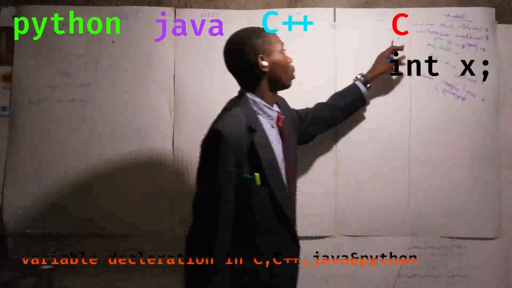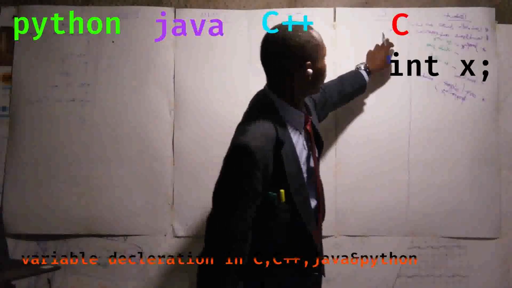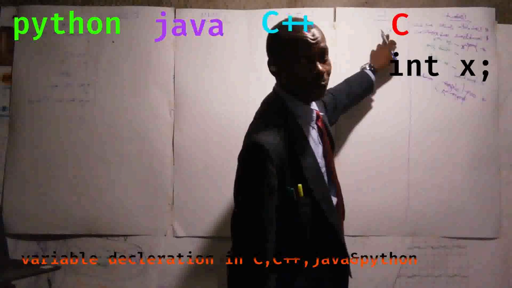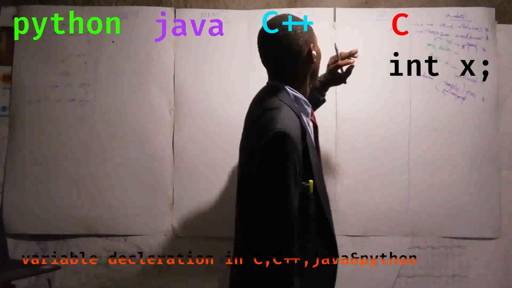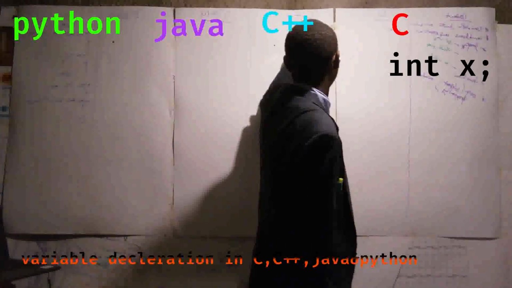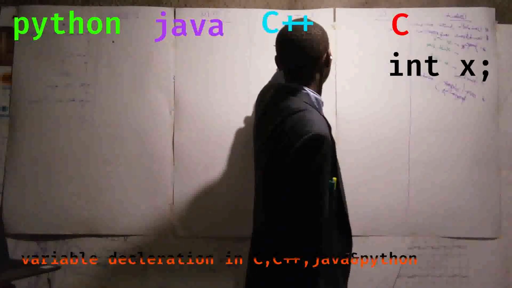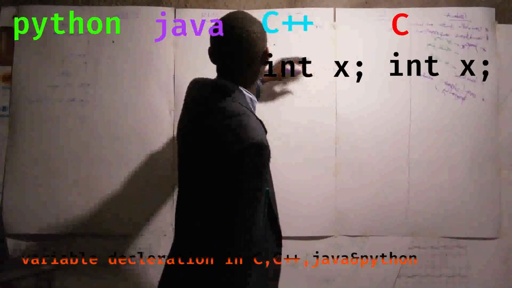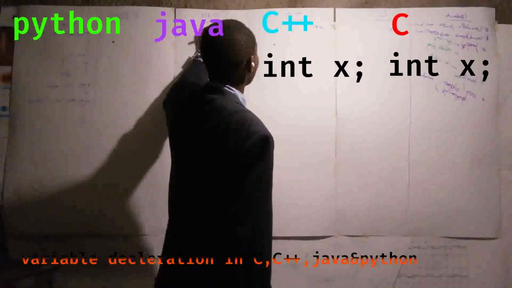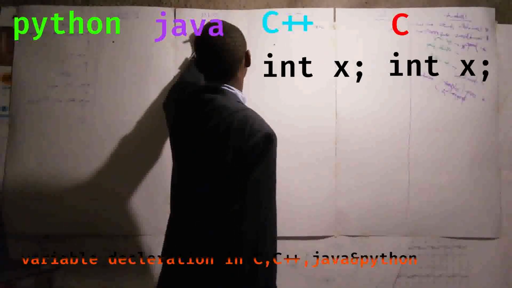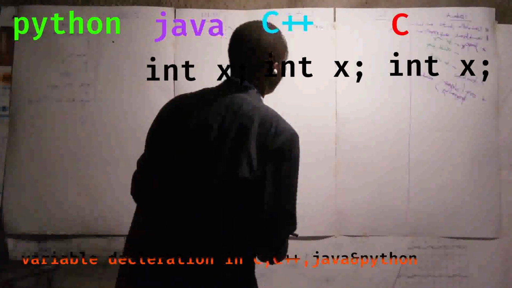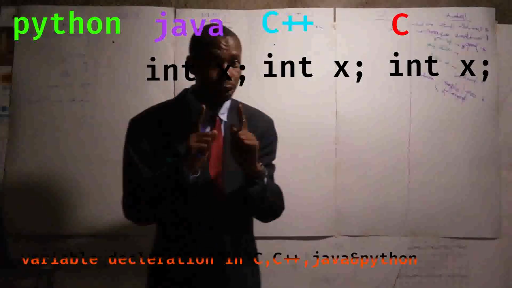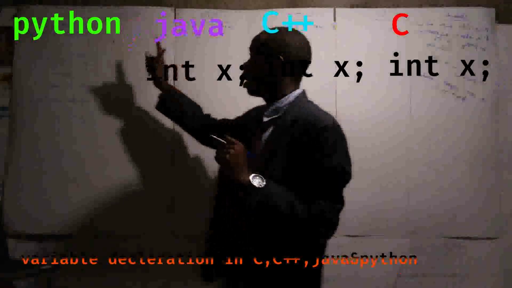For closing, this is a semicolon; we close any statement with a semicolon when writing in C. It's the same in C++: int x with curly braces. And it's the same in Java: int x with curly braces. In Python, we are going to use Python 3.